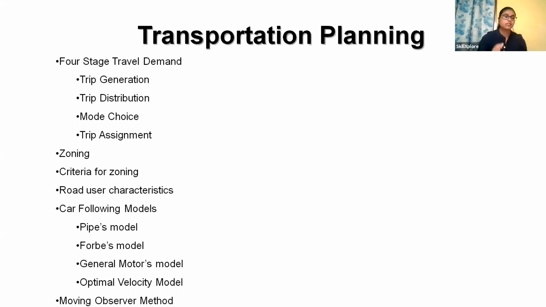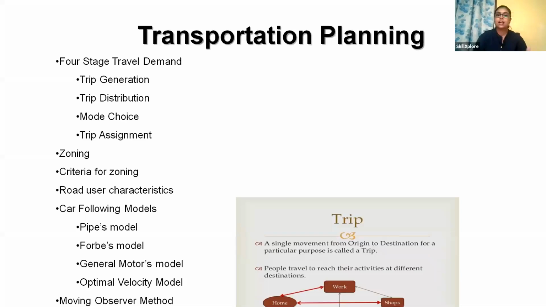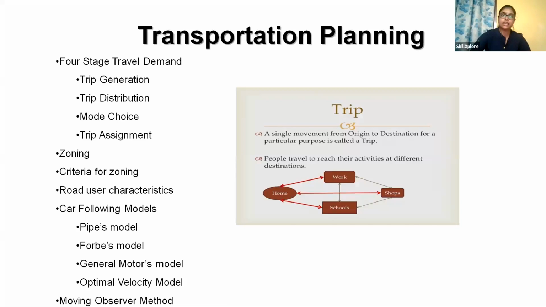Then next is zoning. Zoning means how the areas can be divided into different zones, like zones for residential area, zones for industrial area, zones for other business areas. So zones have to be divided for each area. So what all criteria we have to consider while zoning, all these things we'll be considering.